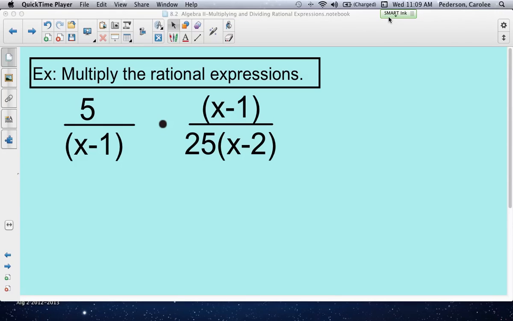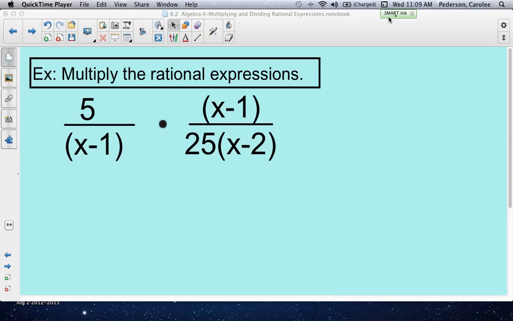This is 8.2, day 1, part 2. We want to multiply these rational expressions together. So we first want to make sure our fractions are already factored. In this case, they are. So we look at the numerator and the denominator. Can anything cancel in the numerator to the denominators or common factors?